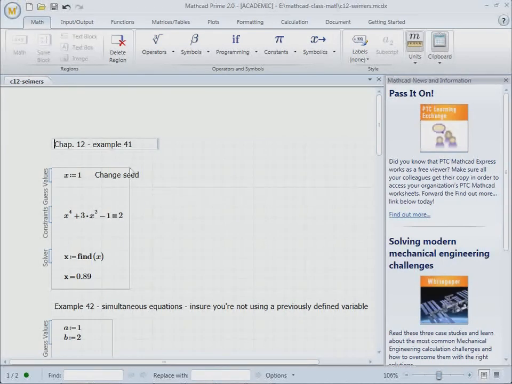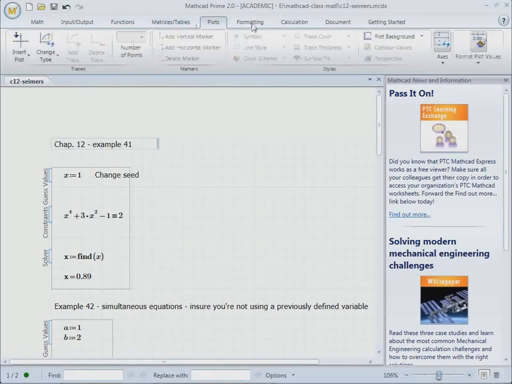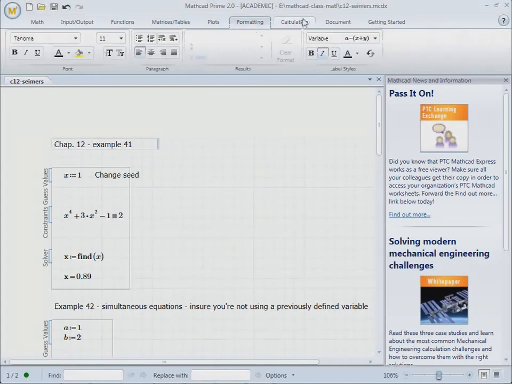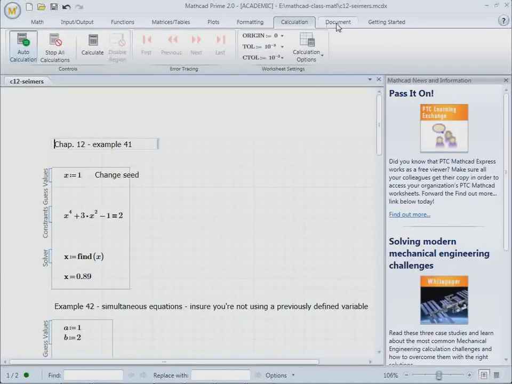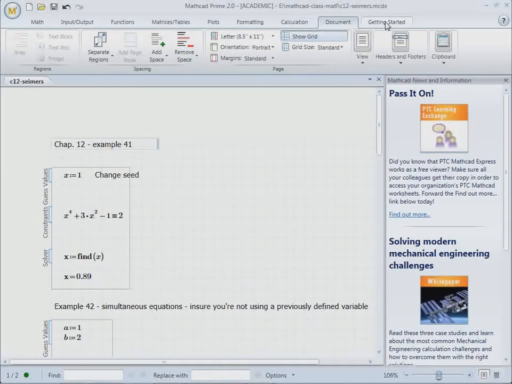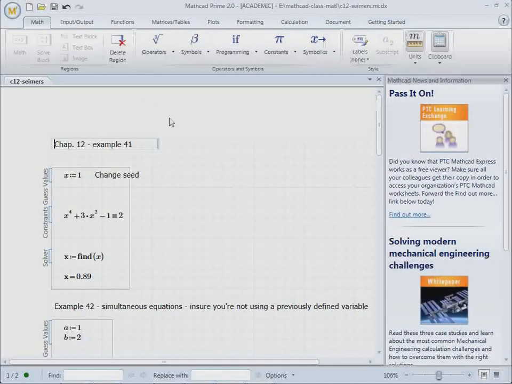We have to insert a solve block, and darn it if I haven't forgotten where they put that. Symbolics. There we go. That's not that one. I forgot the tab. Dang it! Obviously I did it before. I just forgot the tab where you actually insert a solve block.